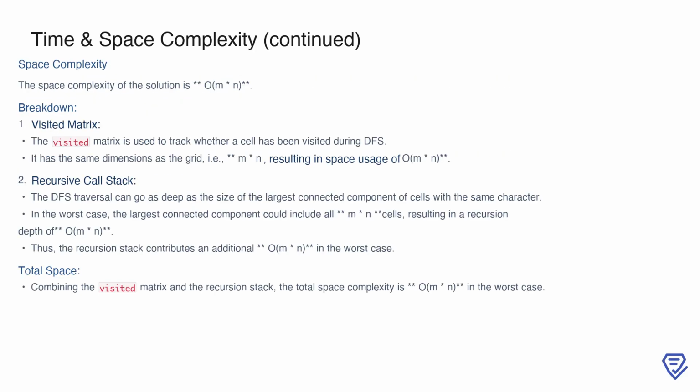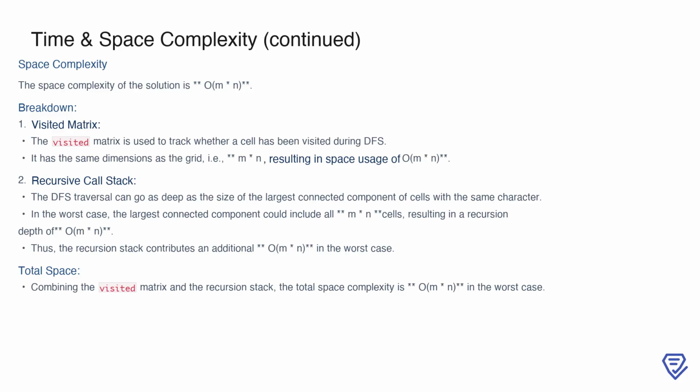Now let's discuss the space complexity. The solution relies on a visited matrix to track which cells have been processed. This matrix matches the dimensions of the grid, requiring O(m*n) space. Additionally, the DFS recursion stack contributes to the space usage. The depth of the recursion stack corresponds to the size of the largest connected component in the grid. In the worst case, this depth can be as large as all m*n cells, requiring another O(m*n) space.